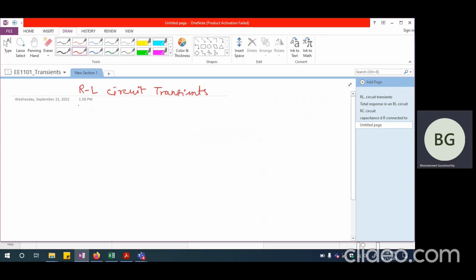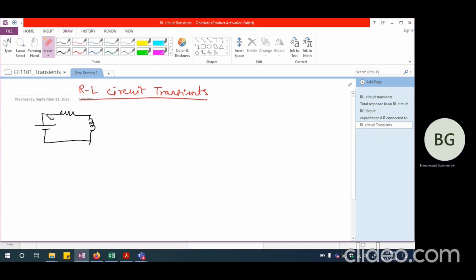In RL circuit transients, we discussed two types of circuits. One is with an exciting source, which is a DC source, and we had R and L connected like this. And we had a switch here, which was closed at time t equal to 0. And this is the R and L that we had talked about. Okay, and this is VDC.